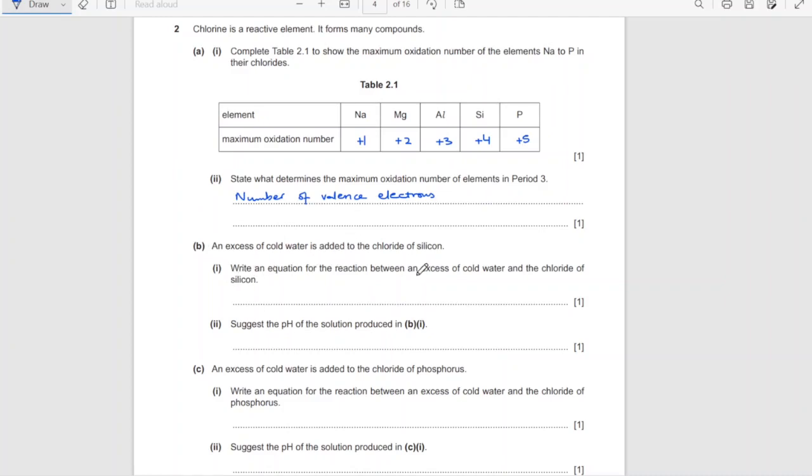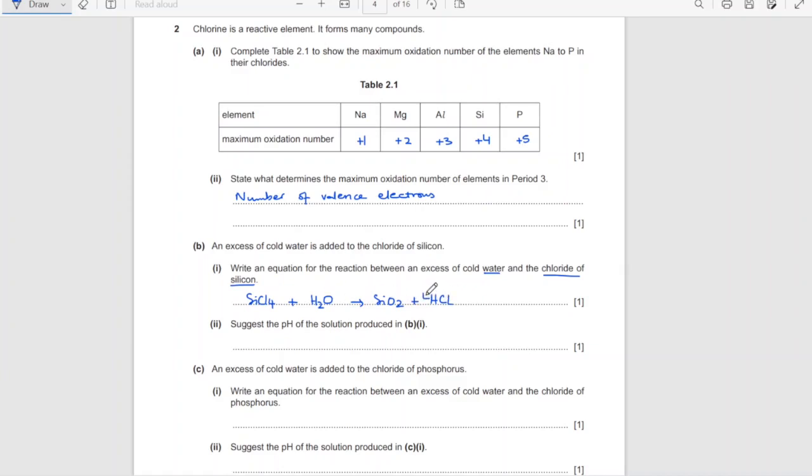Right, so we need to first write the equation for the reaction between cold water and the chloride of silicon, right? Now, because silicon has an oxidation state of +4, chlorine, we know it's -1, so the chloride of silicon is just going to be SiCl4, all right? This reacts with water. Now remember, the chloride of silicon is covalent. It's going to react with the water and produce acidic solution. So in this situation, we get SiO2, which is a white precipitate, and we get HCl, that's your acid.